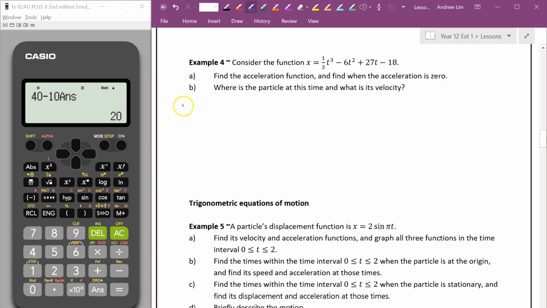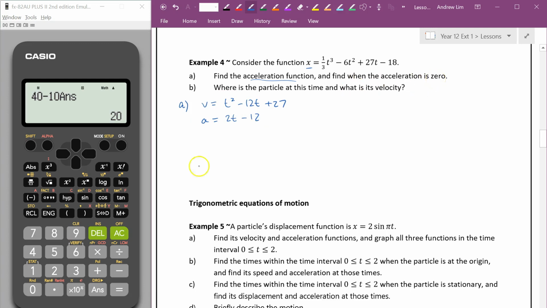Right, question A. Find the acceleration function. Oh, that means we need to differentiate. So, I need to differentiate twice because when I differentiate x, I'll get velocity. When we differentiate that, we'll get t squared minus 12t plus 27. And when we differentiate it a second time, acceleration is 2t minus 12.